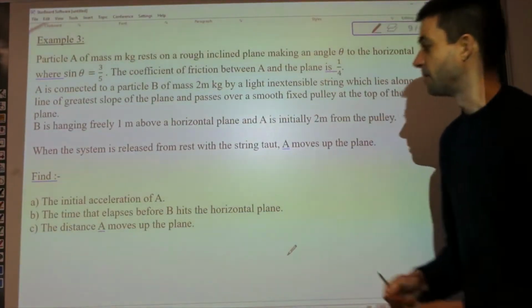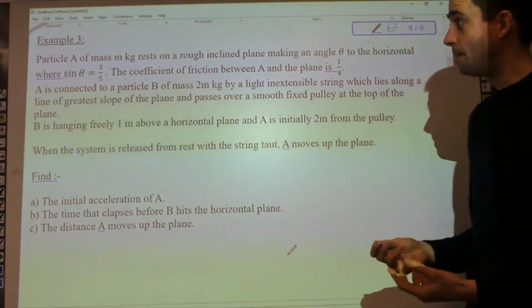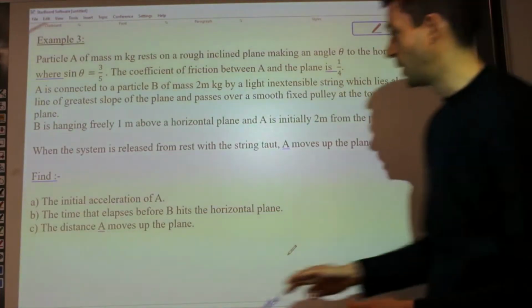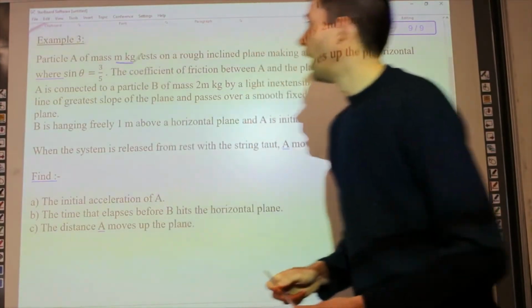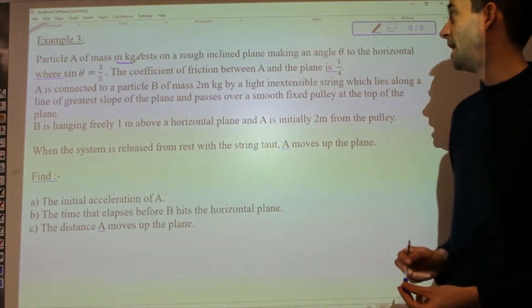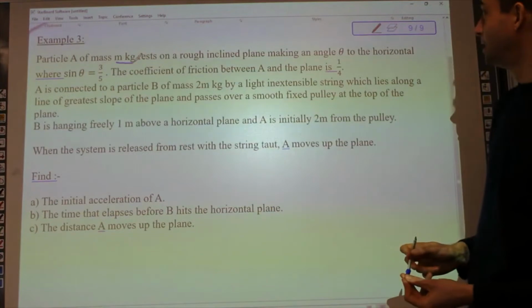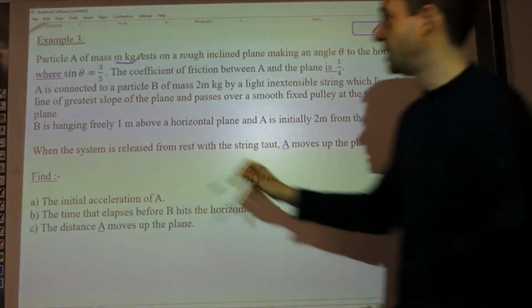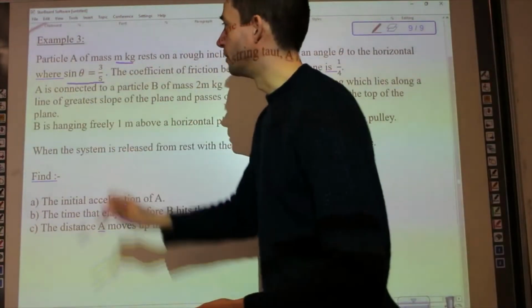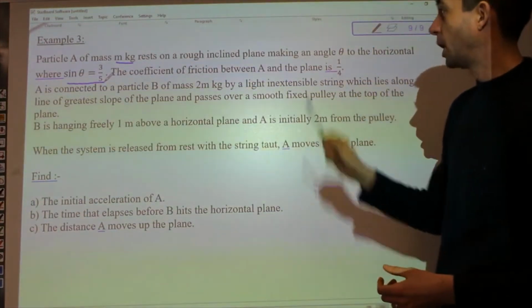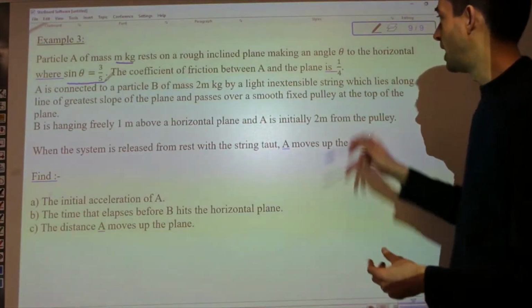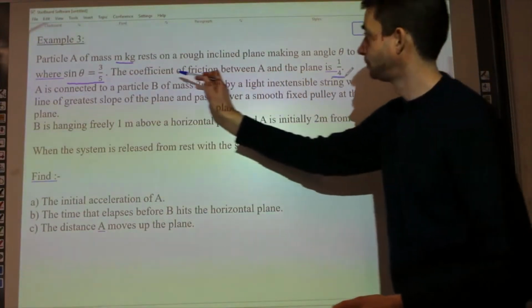So here we have particle A of mass m kilograms. So straight away you can see m kilograms, we haven't been given the mass. It rests on a rough inclined plane making an angle theta to the horizontal where sine theta equals 3 over 5. We'll talk in a minute about how to deal with that. The coefficient of friction between A and the plane is 1/4.